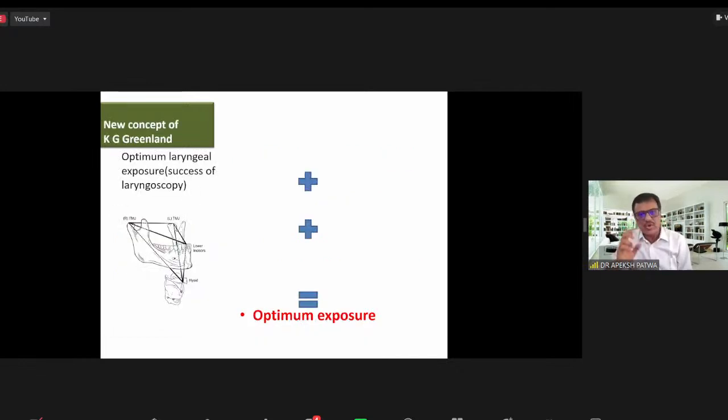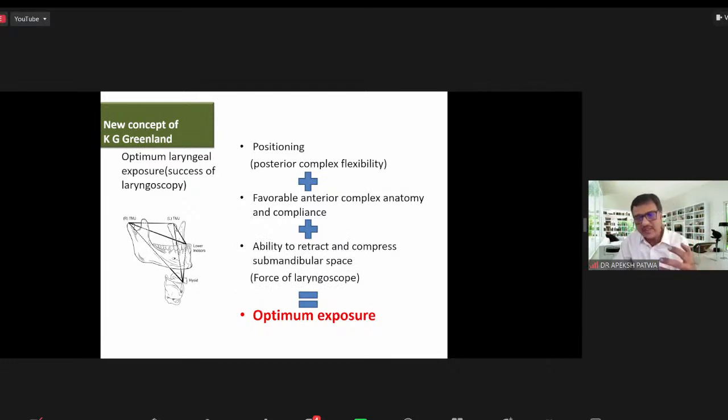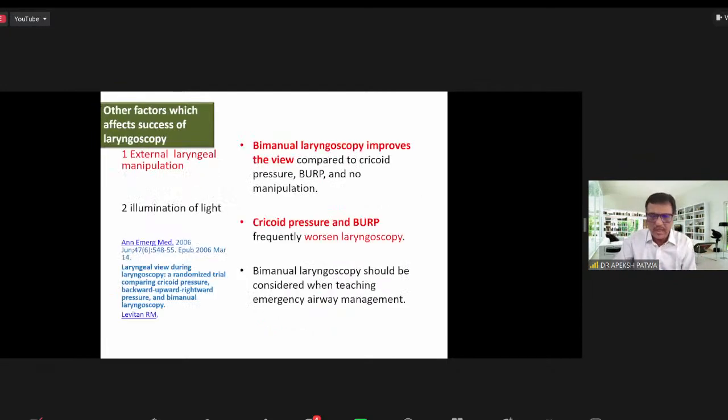So in short, the success of laryngoscopy is the summation of, one, positioning, meaning posterior complex flexibility. Second, favorable anterior complex anatomy and compliance. And third is our ability to retract and compress the submandibular tissue. So if these three things come together at one time, then we'll be able to have an optimal laryngeal view. And many other factors affect the laryngeal view.